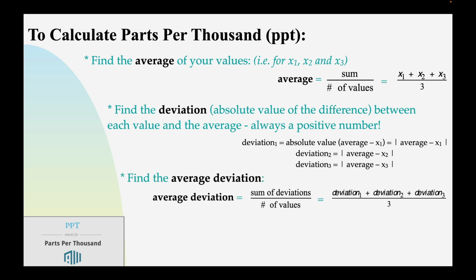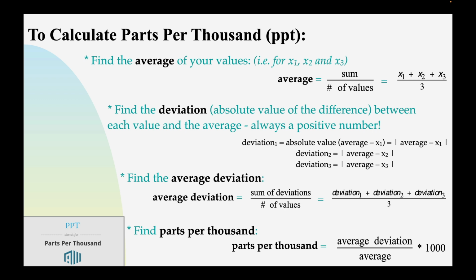You want to find the average of these deviations, and it's the same process you used for the average earlier. You're just going to add your 3 deviations together and divide by 3. So deviation 1 plus deviation 2 plus deviation 3, and all of that divided by 3. And remember that your deviations should be positive numbers. If any of them are negative, turn them into positive. That's what an absolute value means.